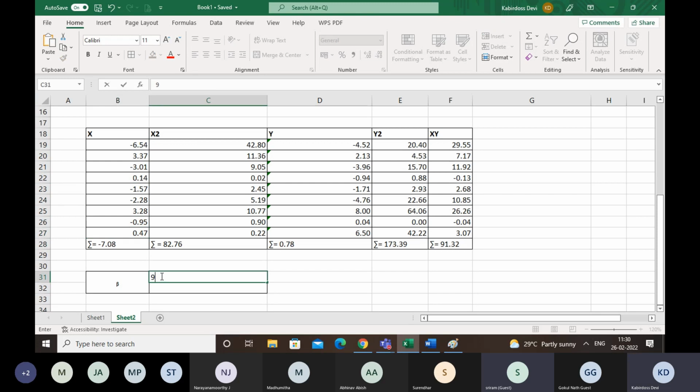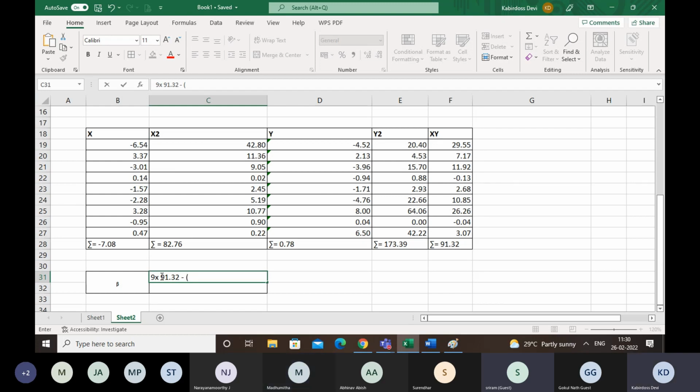What is the next one? n is multiplied with what? Summation xy. What is the value of summation xy? 91.32. Okay, the two values I have taken down. So what symbol comes next? Minus. Yes, minus. The first one is what? Summation x into summation y.